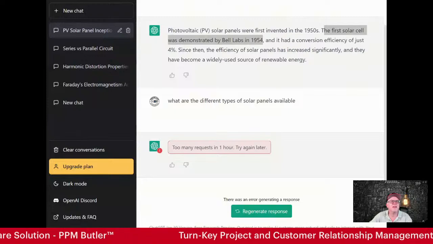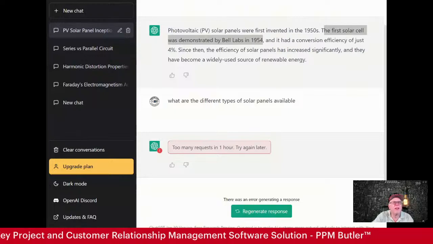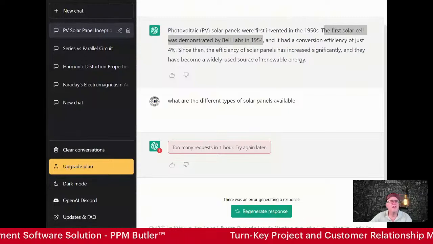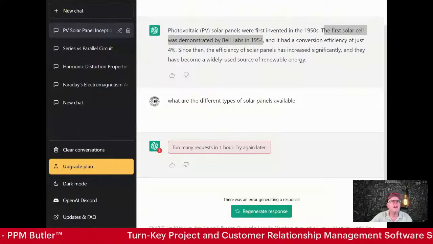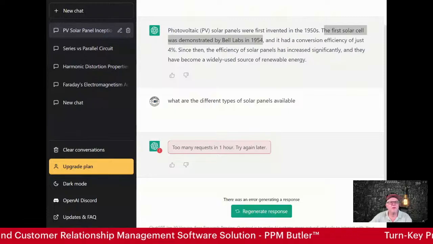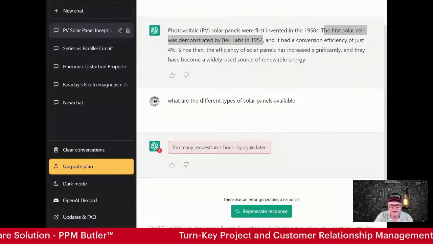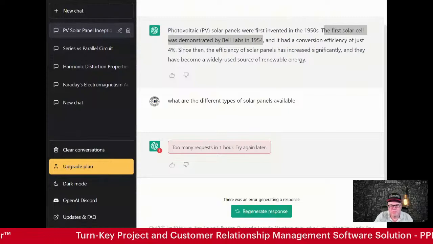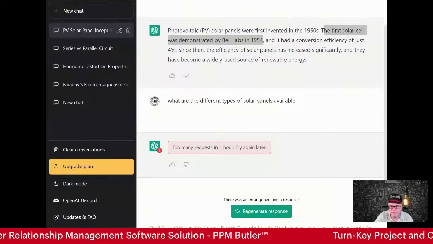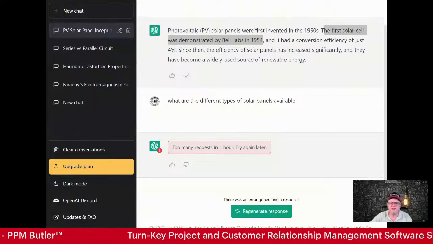Let's see here if I can do it again. Bear with me here. I'm going to see if it'll reset. I don't think it will, but I'll try it. Hold on here. Let's see here. I'm going to try it. Wasn't the first solar panel invented in the 1800s? Now, watch it come back and say I've asked too many in the hour. Yeah, I've asked too many in the hour.